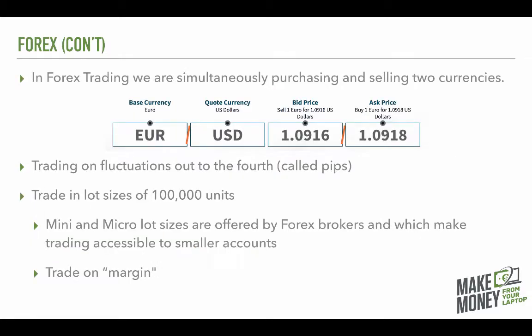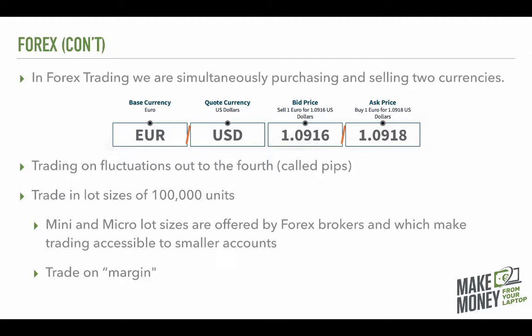Trading in Forex is pretty interesting. What we're doing is we're not actually taking delivery of a specific commodity. In Forex, what we're doing is we're simultaneously purchasing and selling two currencies. So a very commonly traded currency is the euro versus the dollar. So we might be simultaneously buying euros and selling dollars at a specific exchange rate where people are willing to do business. And we'll get more into this as we start talking about Forex trading specifically.